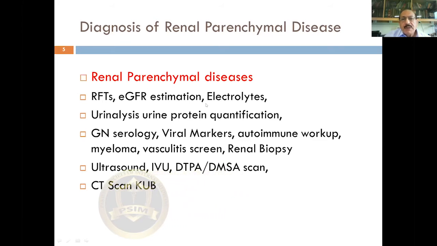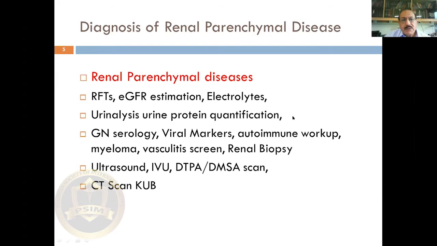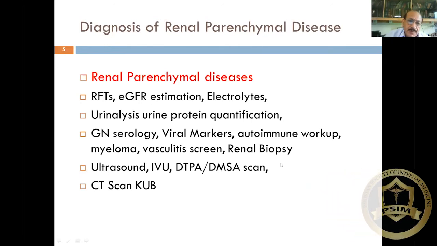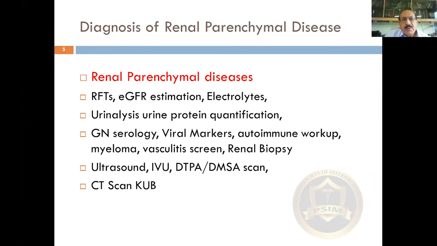Of course, electrolytes help us: hyperkalemia, hypokalemia, hyponatremia, and so on. They do help us in finding out what sort of disease we are dealing with. Urine analysis and urine protein quantification are very important. And then GN serology, viral markers, autoimmune workup, myeloma screen, vasculitis screen. And sometimes you have to do a renal biopsy to ascertain the cause of renal disease and hypertension. Ultrasound, IVU, DTPA, DMSA scans, and CT scans. These are some of the basic tests that we require while working up a young patient with hypertension.